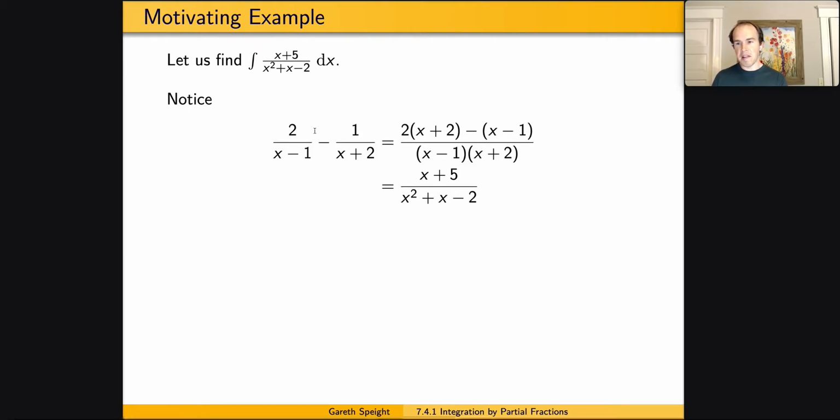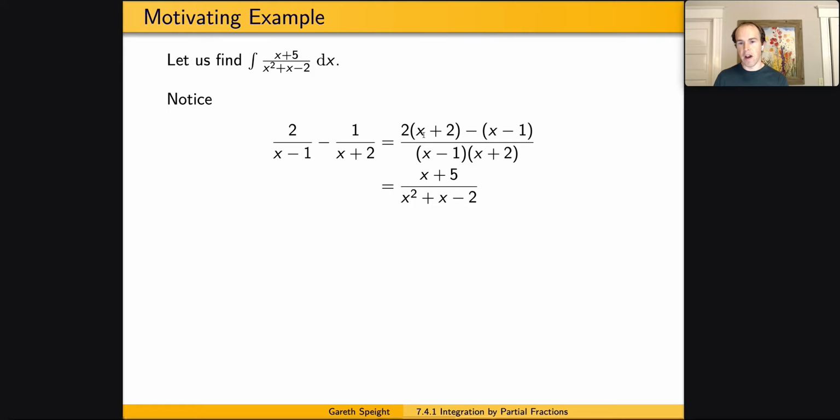Let's suppose we instead start with 2 divided by x minus 1, minus 1 divided by x plus 2. Let me pull this out of my hat. Then let's form a common denominator and see what it's equal to. If we have 2 over x minus 1 minus 1 over x plus 2, the common denominator is going to be x minus 1 times x plus 2. To make that the common denominator, we have to multiply the top and bottom of the first term by x plus 2, and we have to multiply the top and bottom of the second term by x minus 1.